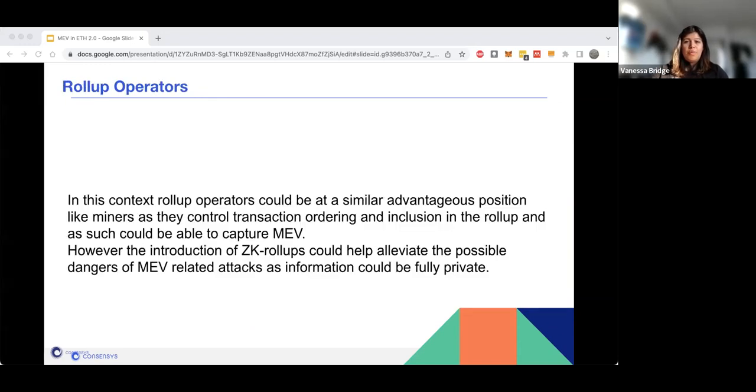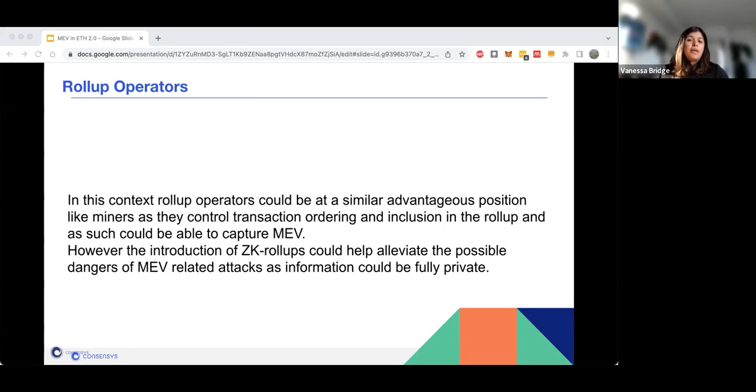And then just to go back again in the context of the rollups, the operators are going to be like the miners in Eth1. And so this gives them an opportunity to maybe engage in activities that would be considered attacks or extracting value from users or searchers, which wouldn't be good or something that you could trust.